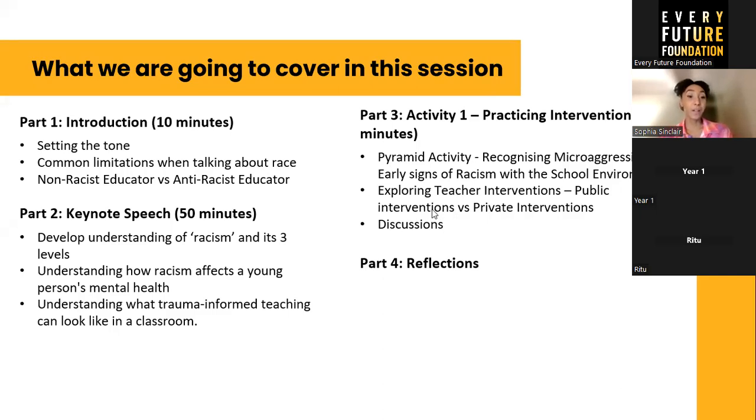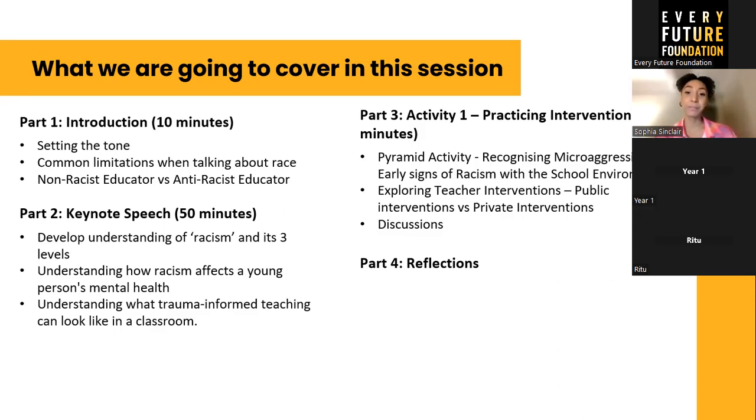So what we're going to cover in this session, it's in 4 parts. The first part's an introduction, which is setting the tone, common limitations when talking about race, non-racist educator versus anti-racist educator. And then part 2 is our keynote speech, where we develop the understanding of racism and its 3 levels. This is also taught to our students as well when we do our workshops, so you are getting exactly the same terminology. Understanding how racism affects a young person's mental health, and understanding what trauma-informed teaching can look like in a classroom.